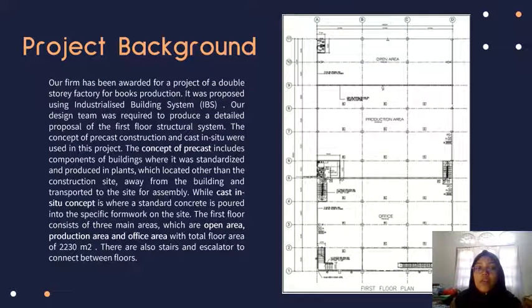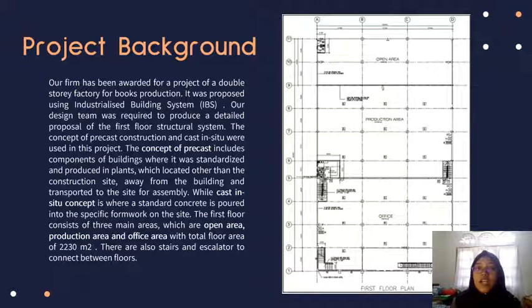For the project background, our firm has been awarded a project of a double-story factory for books production. It was proposed using industrial building system. Our design team was required to produce a detailed proposal of the first floor structural system. As you can see here, the first floor plan was given. The concepts of precast construction and cast in situ were used in this project.